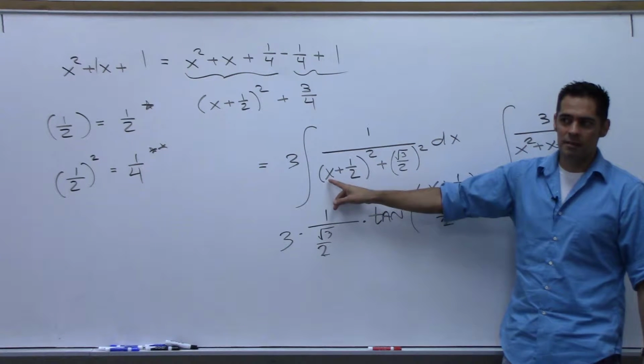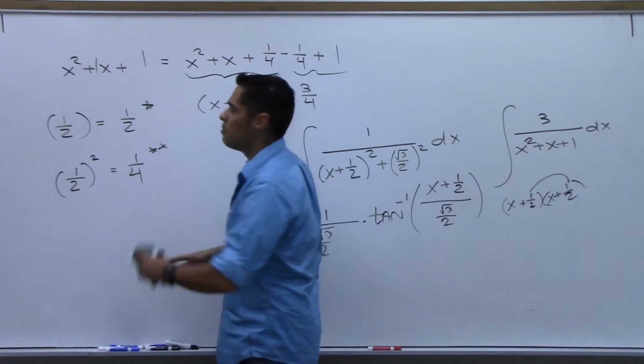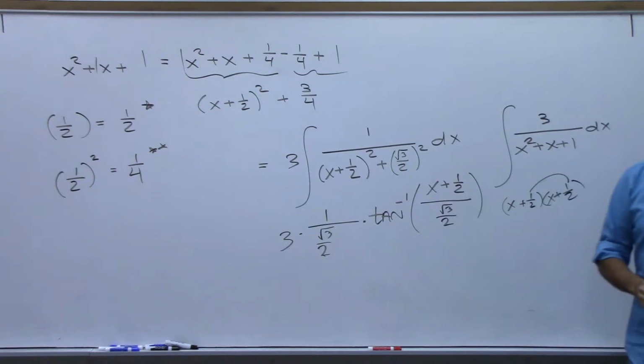Why? That's what we actually need to have before we complete the square, right? We had to have a 1 out here anyway. So that should never present itself as a problem. All right. We good? Okay.